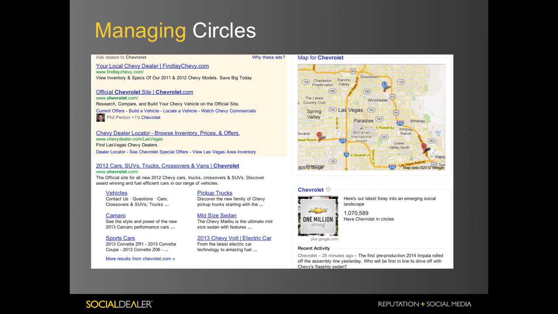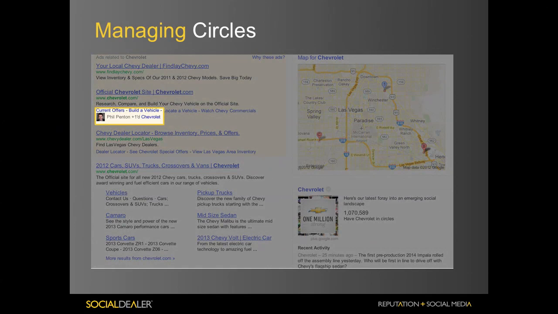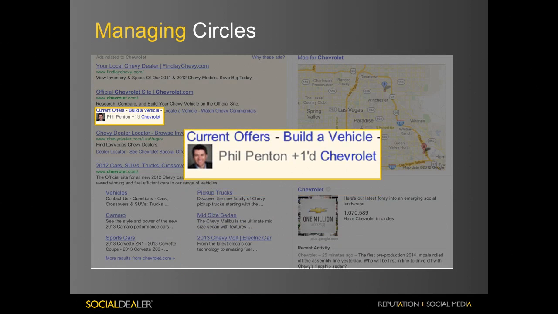So, the next step. We've done all this, we've linked our page, but there's something that's really important here about managing circles. We know that Google's going to change the way search results come up in the future. It's going to be by connections, right? If my friends are doing things, it's more likely I want to do things my friends do. So what do you see here? Well, in this example, Phil Penton +1, the official Chevrolet website, okay? That's showing your friends in circles, right? The consumers that are buying and servicing cars at your dealerships are doing these things. And so right there, current offers, build a vehicle, I've engaged with that. Google's going to certainly tell my friends that I've been there and I've engaged with it and done things.